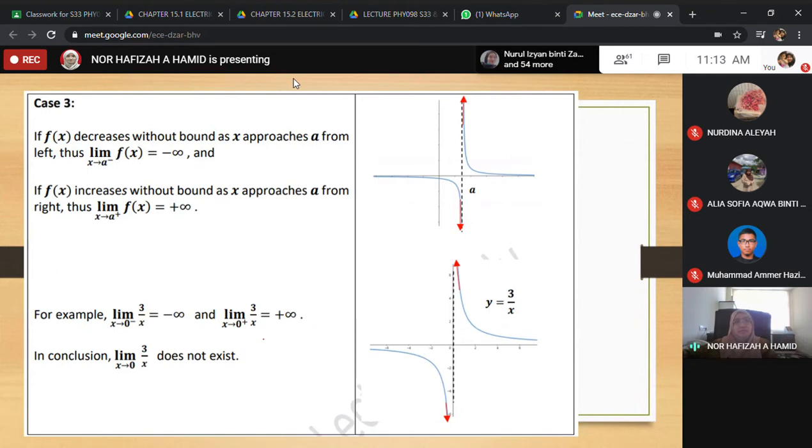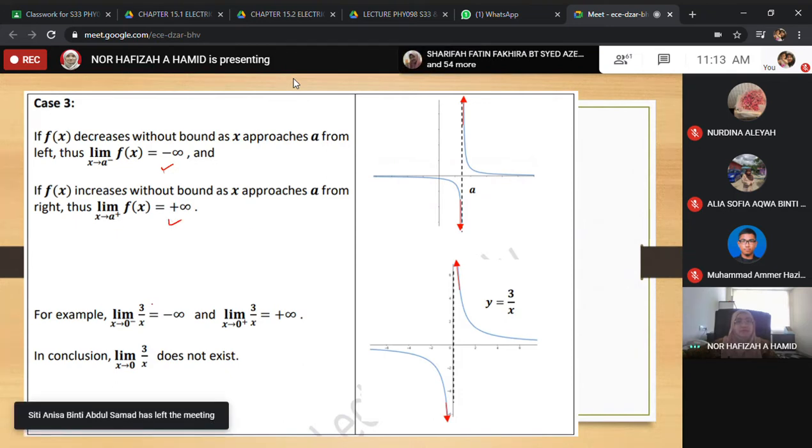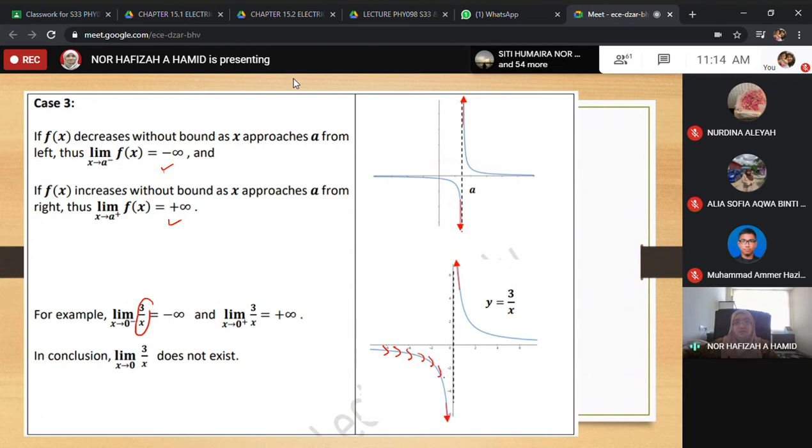So for case 3, one side is negative infinity. For example, when x approaches a from the left, we have negative infinity, and when x approaches a from the right, we have positive infinity. For example, take the function 3 over x. When x approaches 0 from the left, the graph is moving downward, so it continues to negative infinity.